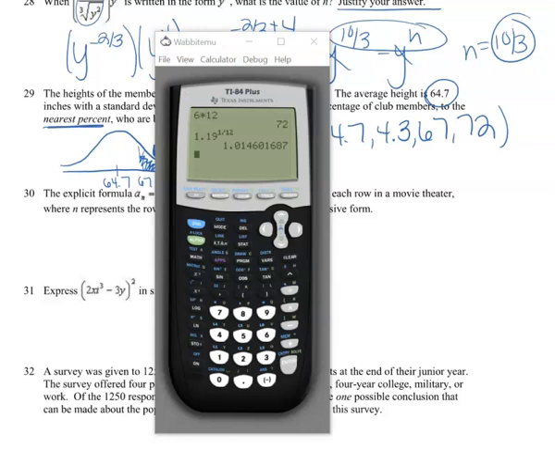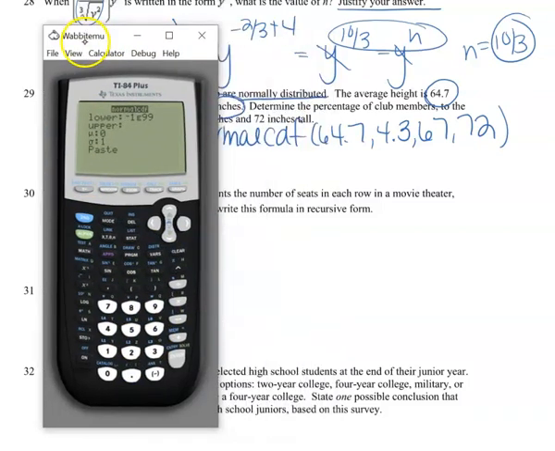Okay, found it. It was not coming up for some reason. All right, so normal CDF is under second VARS, option 2. And I'm just going to type those numbers in. 64.7, 4.3, 67, and 72. Wait, what am I doing?